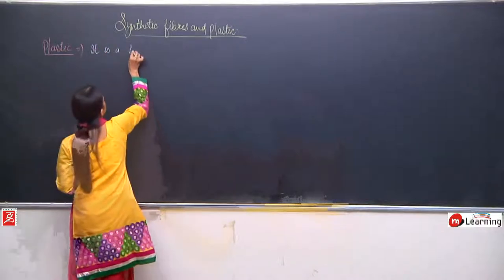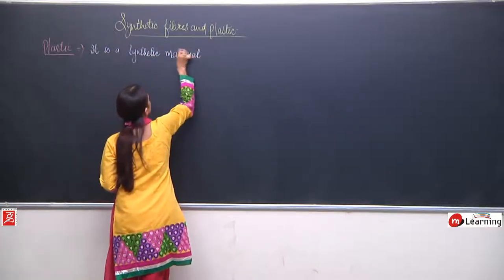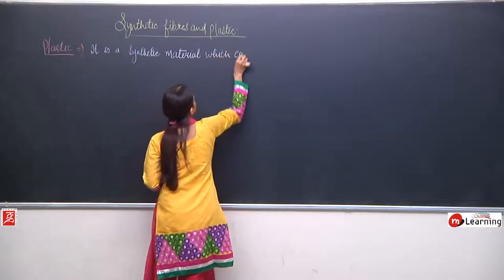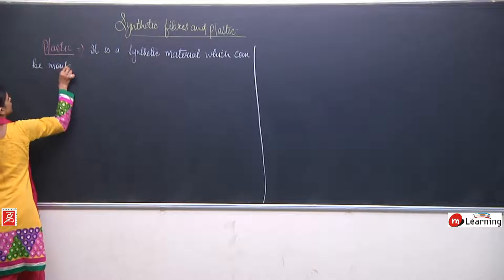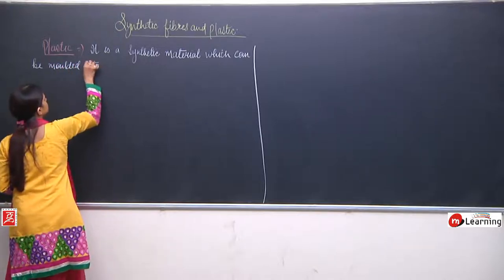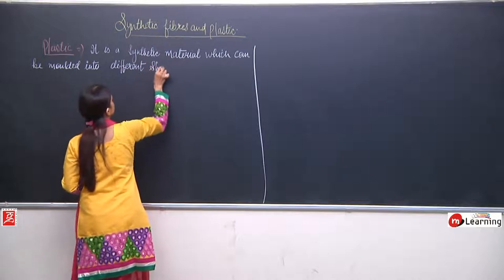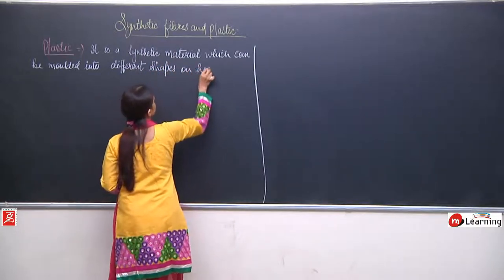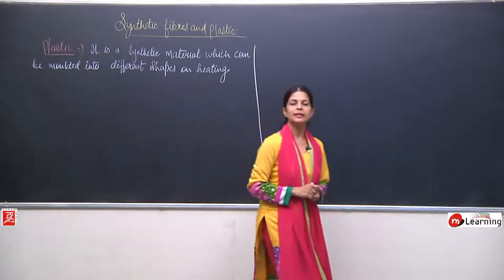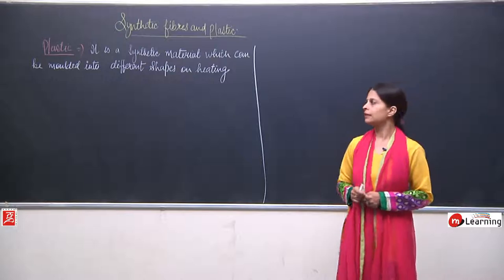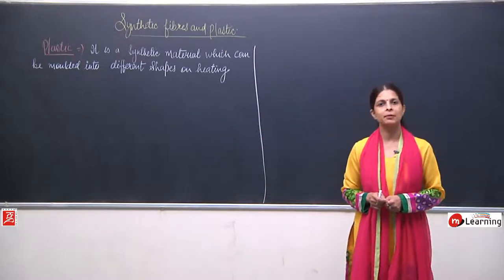It is a synthetic material which can be molded into different shapes on heating. That means when we heat plastic, it can be framed into different shapes. This is how we can define plastic. This is how we can judge that this is plastic.